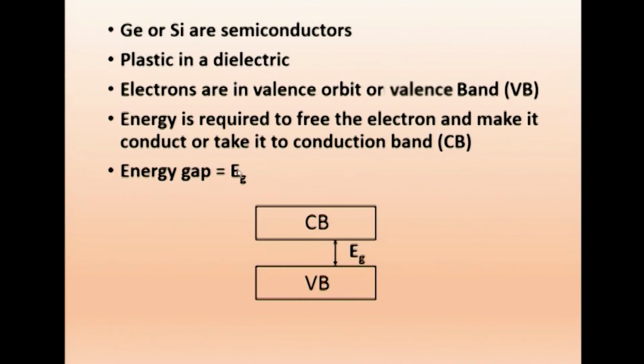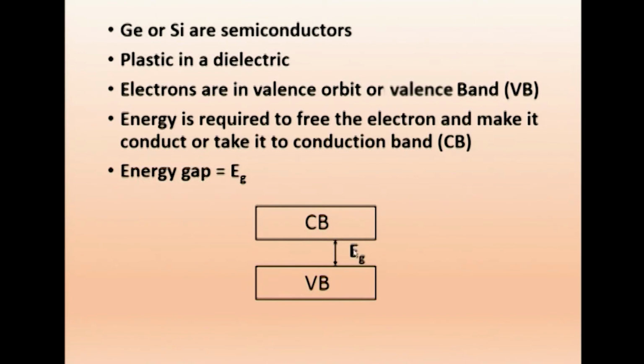So there is some energy required, that is called the energy gap. Here we have written VB, valence band. The electron is bound in the atom. Here the electron is removed from the atom so that it moves towards the positive of the battery. So it is the conduction band. The energy difference between the two, we call it the gap, energy gap, EG.